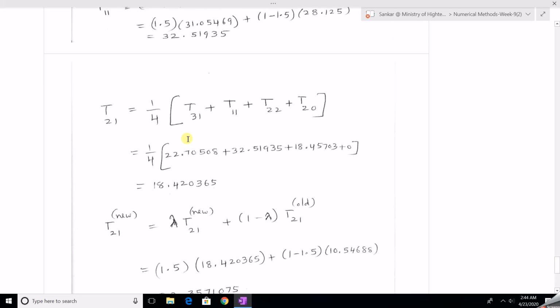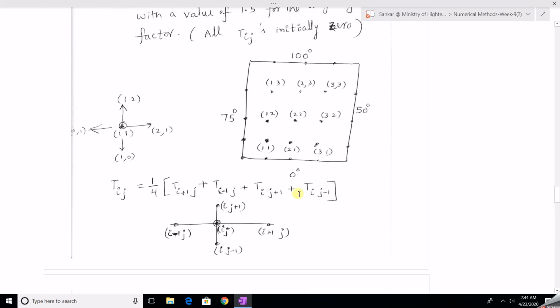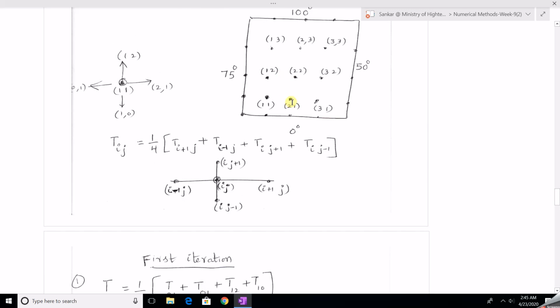Similarly, T21. So you can find T21, the temperature at 21. Let us look at the temperature here. T21 again can be found using all the surrounding points: T31, the next point along the x-axis; T11, the previous point along the x-axis; the above point along the y-axis, 22; and the below point, T20. This is the point 20. So now we are finding the temperature at 21.